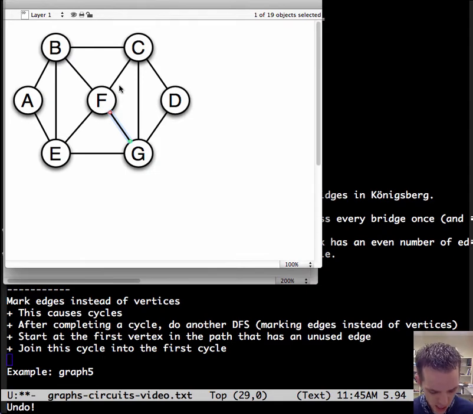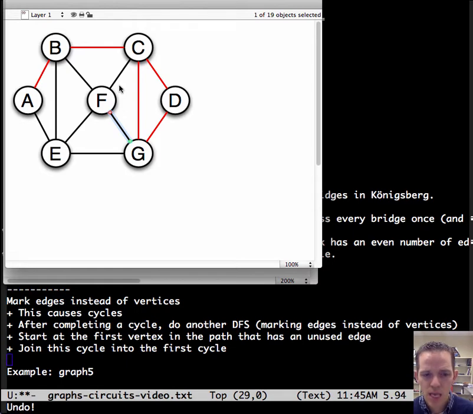Let's start at A. If we do a depth first search, we're going to go to B first, and we're going to mark the edge between A and B as used. We're going to go to C, we're going to go to D, and we're marking the edges with red to indicate that they've been used. We're going to go to G, and then we're going to go back to C because we're not marking vertices as used, we're marking edges. And we're going with the smallest vertex label first.